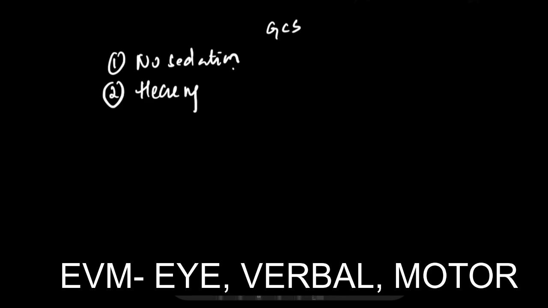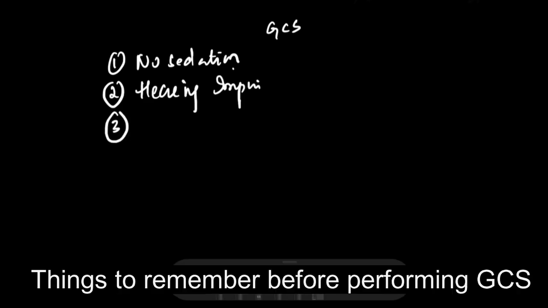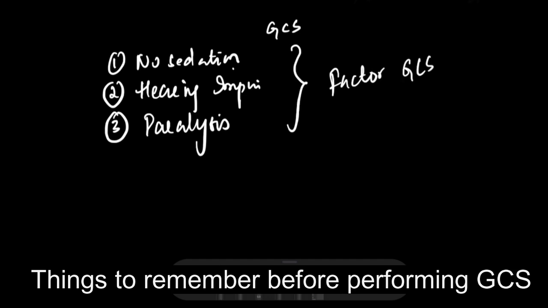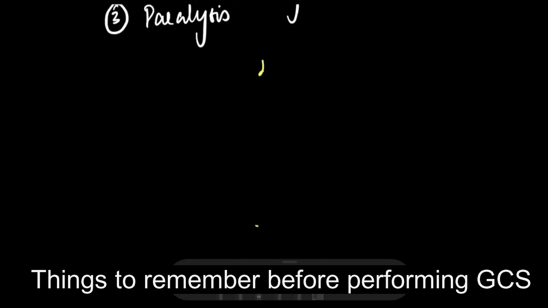Before we do this EVM or the GCS scoring, there are a few things which we need to remember. There should not be any sedation to the patient, and any hearing impairment, because if any hearing impairment is there, the patient will not be able to respond. The third thing is paralysis, because these are the three factors which we need to remember before performing this GCS scale.